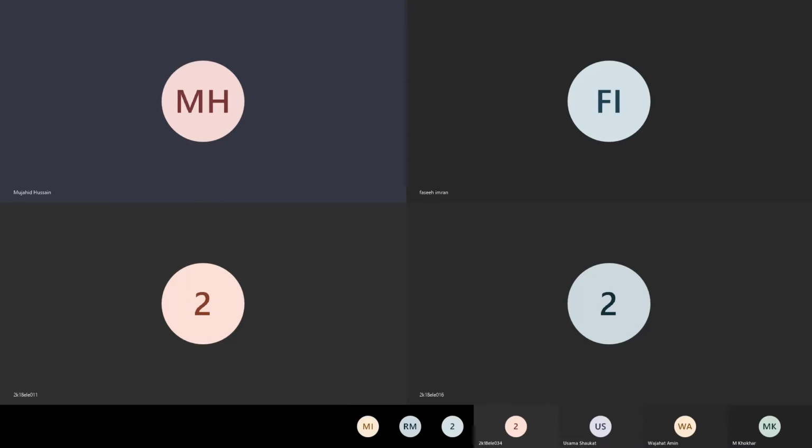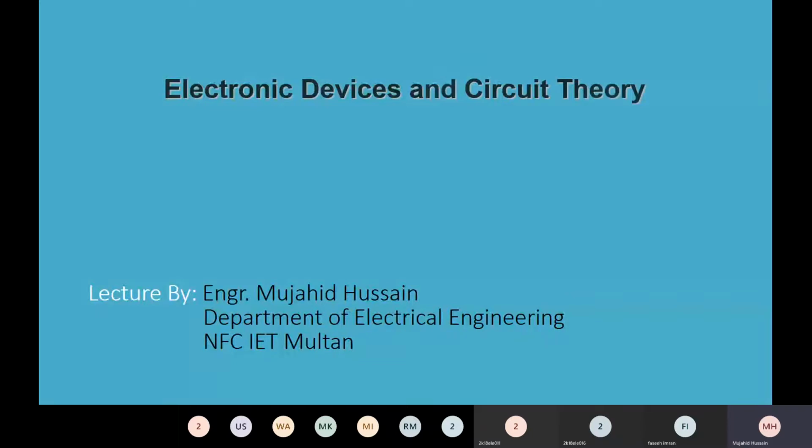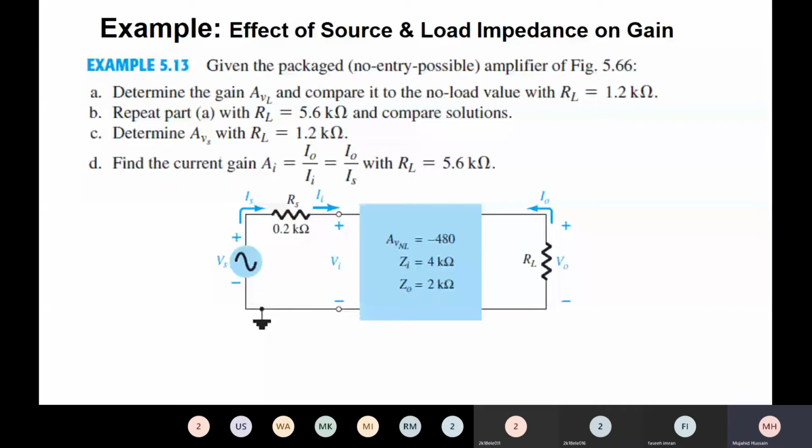The subject is electronic devices and circuit theory. Today our lecture number is 4. We are studying chapter number 5 of Boylestad, BJT AC analysis. In the last lecture we discussed the effect of source and load impedance on the gain of the amplifier. Today we first of all discuss the examples related to the previous lecture.